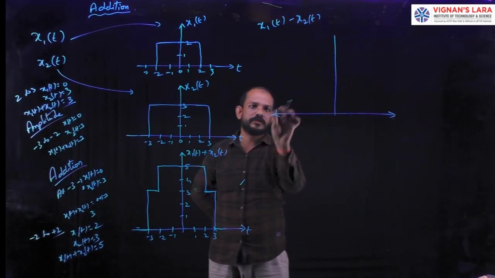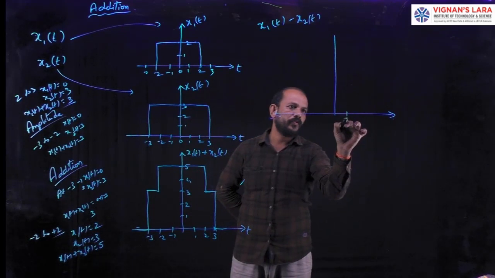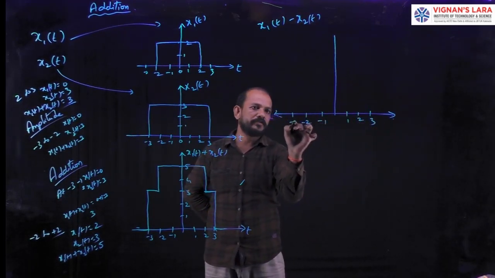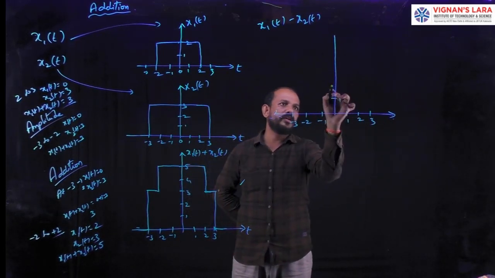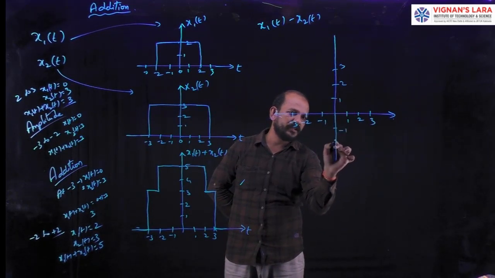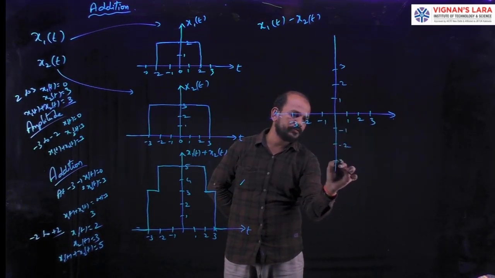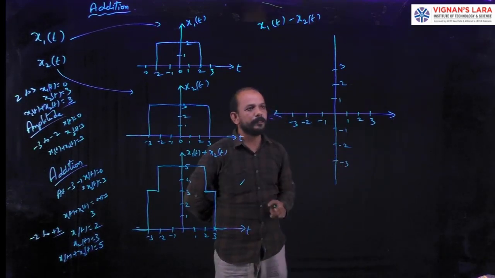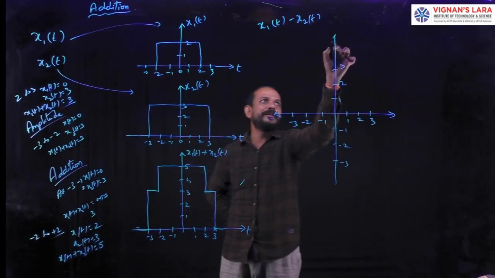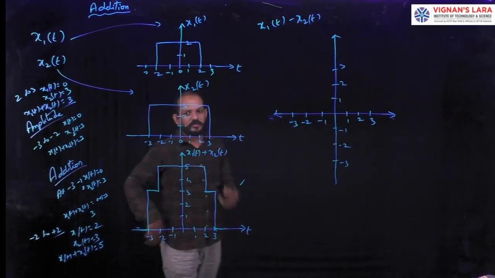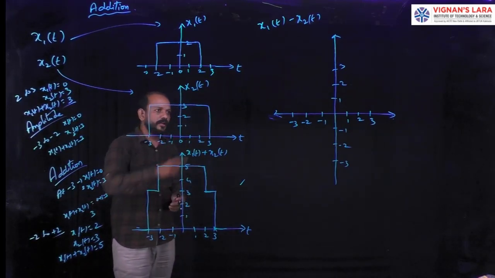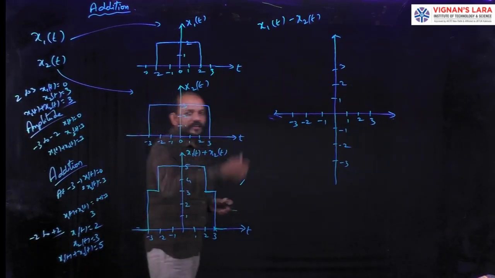Okay. 1, 2, 3, minus 1, minus 2, minus 3. If you go downside, minus 1, minus 2, minus 3, and so on. Okay, like this. So I have taken this one. Now what operation I have to perform? x1 of t minus x2 of t. So I will go a little bit faster because here I explained everything in a slow manner. Because of lack of time, I will go a little bit faster.